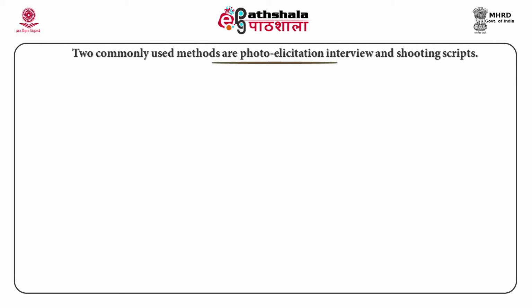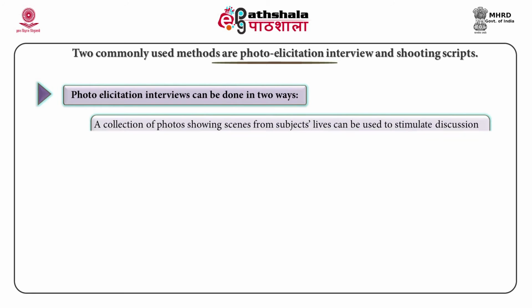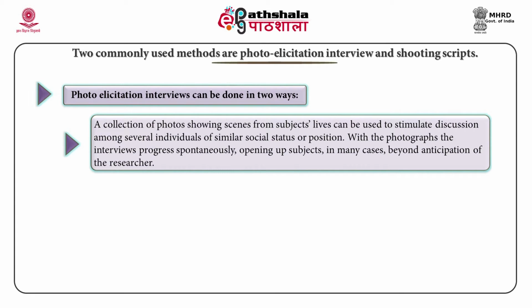Two commonly used methods are photo elicitation interview and shooting scripts. Photo elicitation interviews can be done in two ways. One, a collection of photos showing scenes from subjects' lives can be used to stimulate discussion among several individuals of similar social status or position. With the photographs, the interviews progress spontaneously, opening up subjects in many cases beyond anticipation of the researcher.